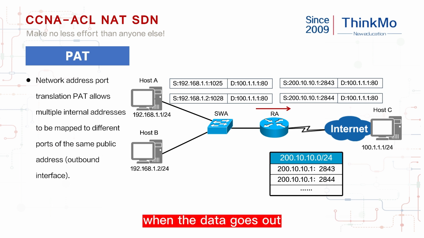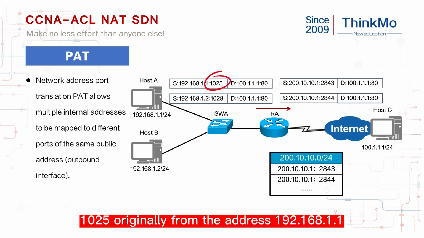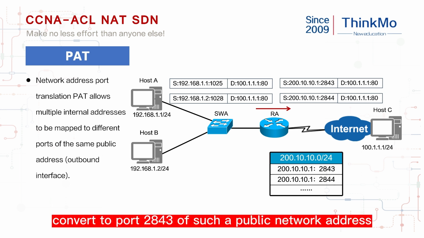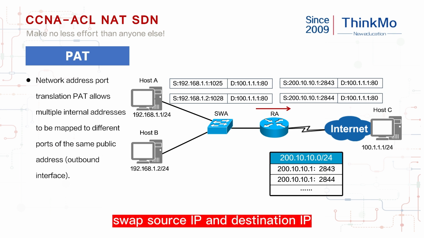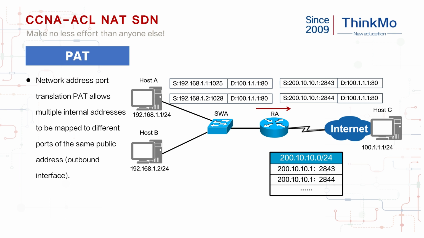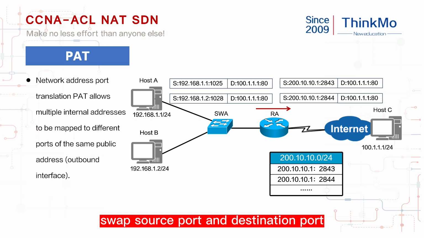200.10.10.1. When the data goes out, it will send port 1025, originally from the address 192.168.1.1, converted to port 2843 of such a public network address. Then the destination IP and port remain unchanged. Sent to host C. After the host receives it, it swaps source IP and destination IP, and swaps source port and destination port. Reply traffic goes to port 2843 of such an address.